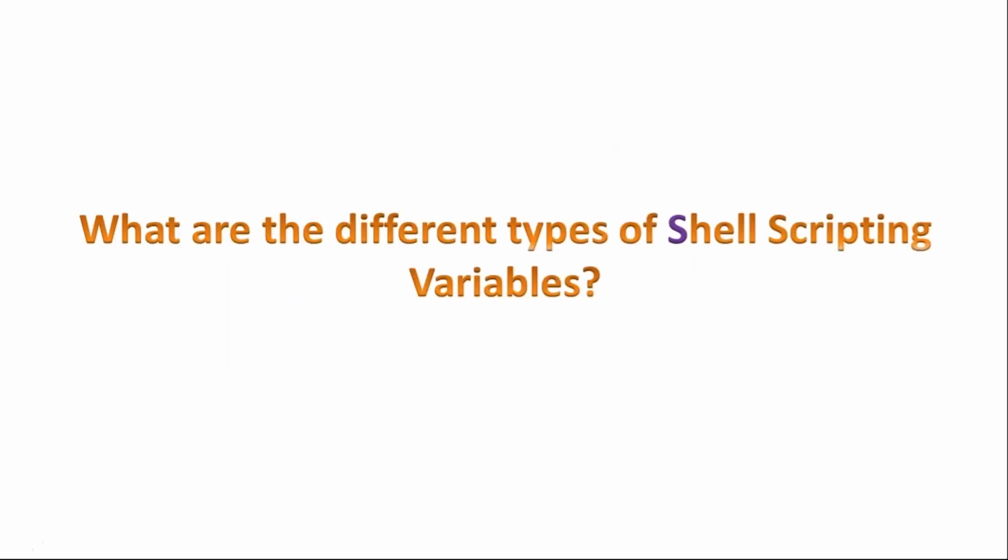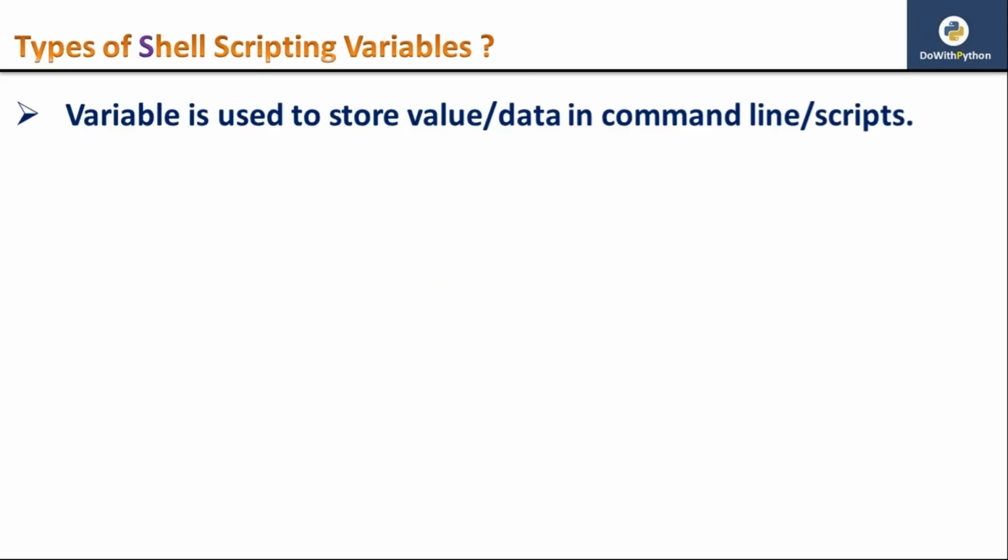In this video, we are going to see what are the different types of shell scripting variables. Before going to classify them, we already know what a variable is, right? A variable is used to store a value or data, either in your command line or in your shell scripting. Now here, I am going to classify the variables based on who defined the variable.